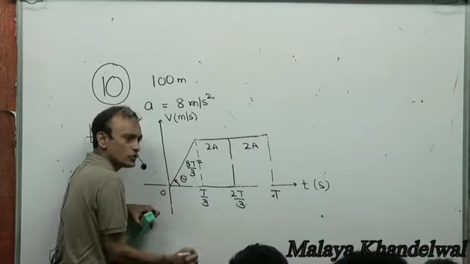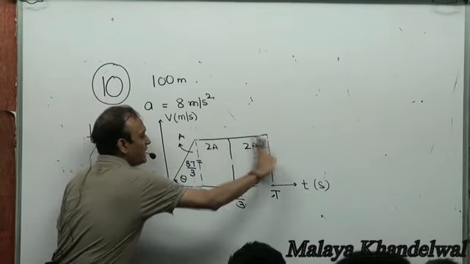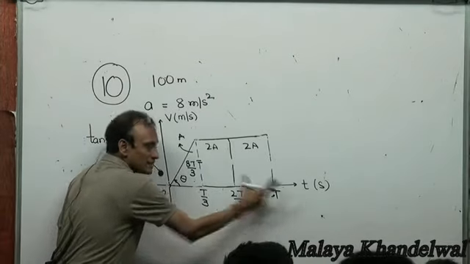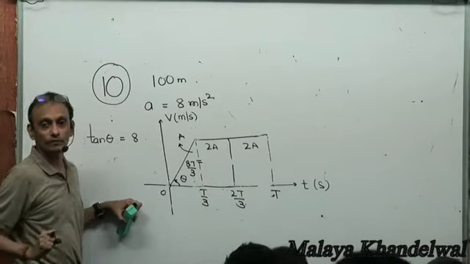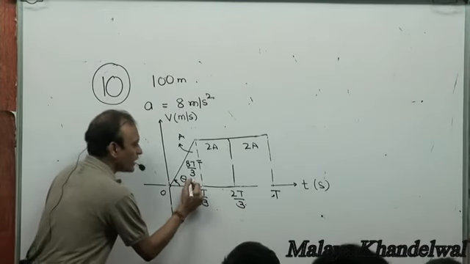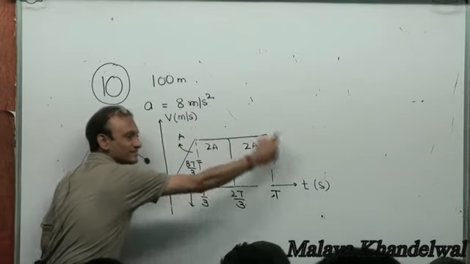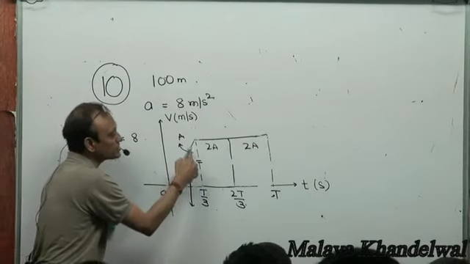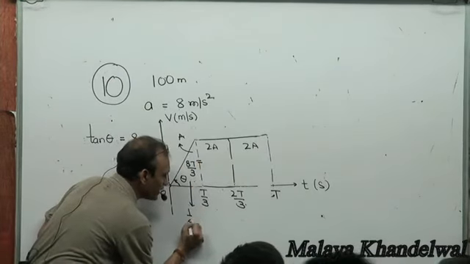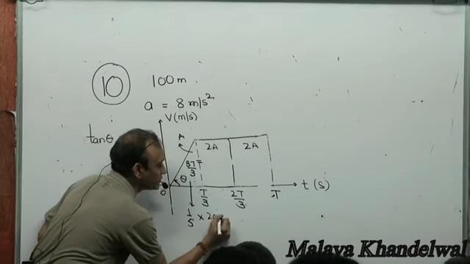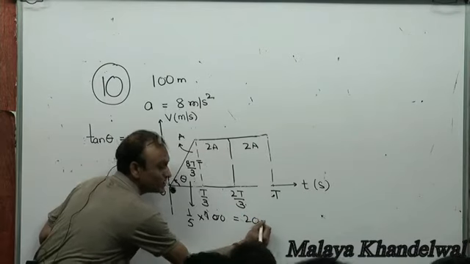Now, do you realize that if the area of this rectangle is 2A, the area of this rectangle will also be 2A, and the area of this triangle will be A, because they have the same height and the same base. So the area of the triangle will be half the area of the two rectangles, yes or no? That means the area of the triangle is 1/5 this total area, because these areas are in the ratio 1:2:2. So this would be 1/5 the total area. That means this must be 1/5 of 100, that means 20 meters, yes or no?